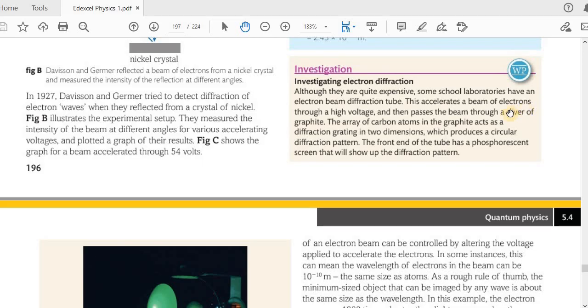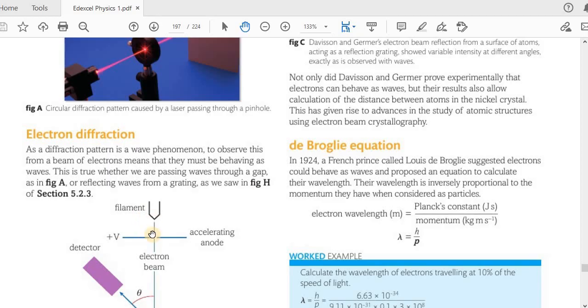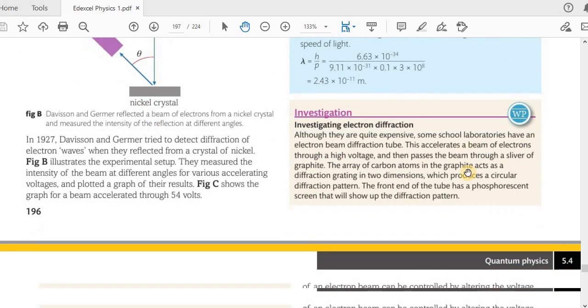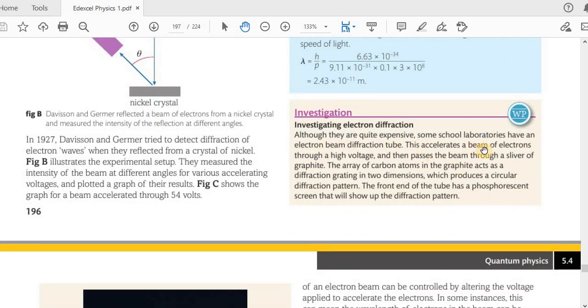This accelerates a beam of electrons through a high voltage. Previously we saw here also, because this is positive and this filament is negative, the electron is repelled from here and attracted by this, and as a result the electron is accelerated. Similarly, over here also, this accelerates a beam of electrons through a high voltage and then passes the beam through a sliver of graphite. The array of carbon atoms in the graphite acts as a diffraction grating in 2 dimensions.